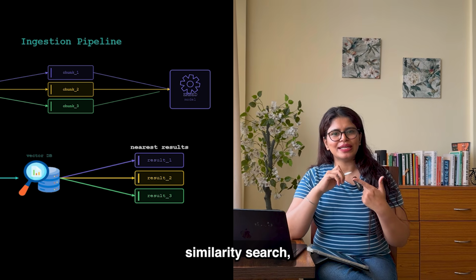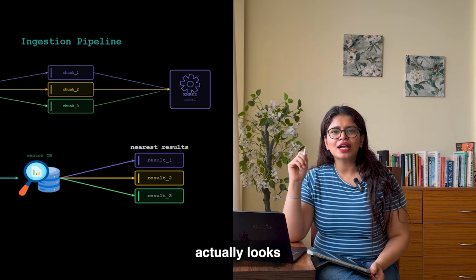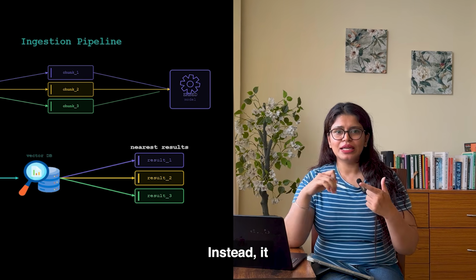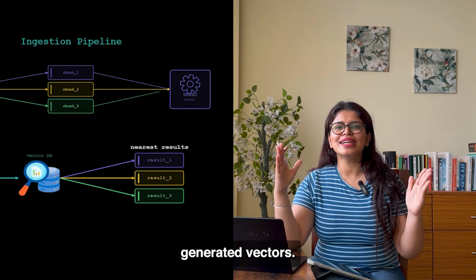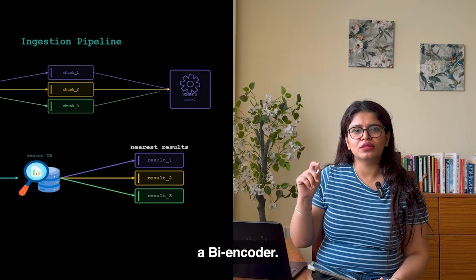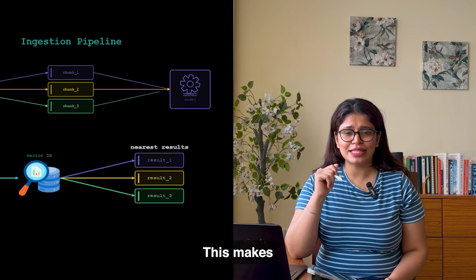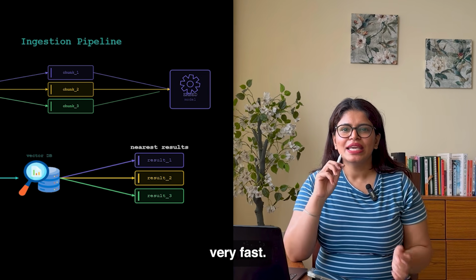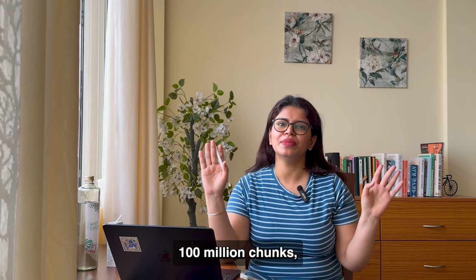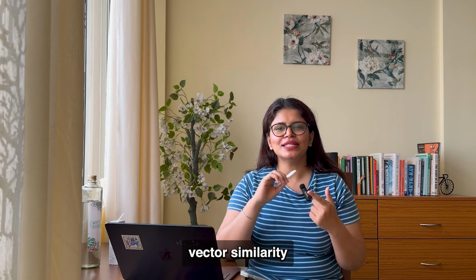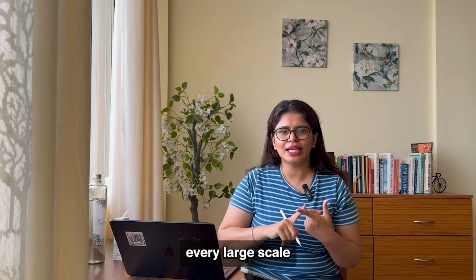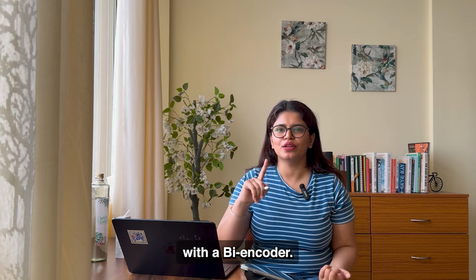So during similarity search, the model never actually looks at the query and the document together. Instead, it compares two already generated vectors. That is why this is called a bi-encoder, two separate encodings. This makes retrieval very fast. Even if your vector database contains 1 million, 10 million, or even 100 million chunks, vector similarity search is still practical. And that is exactly why every large-scale RAG system starts with a bi-encoder.